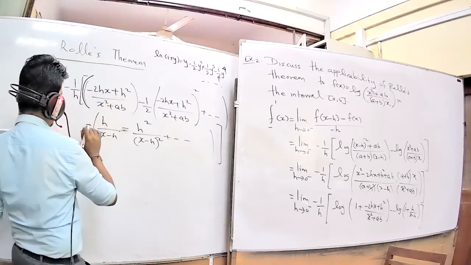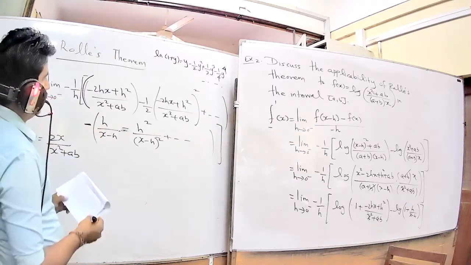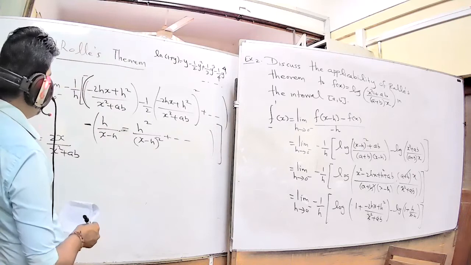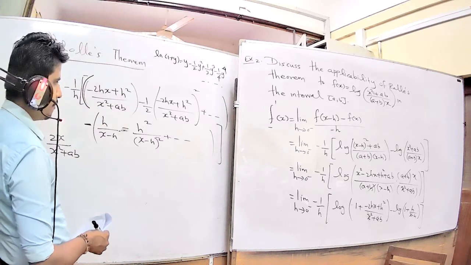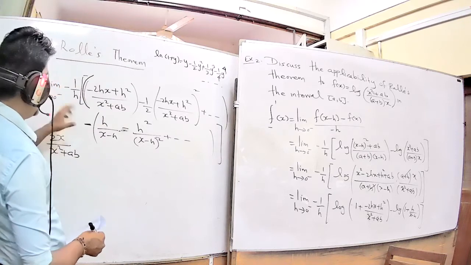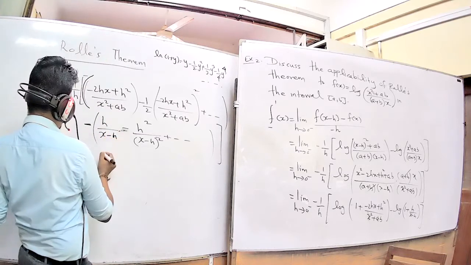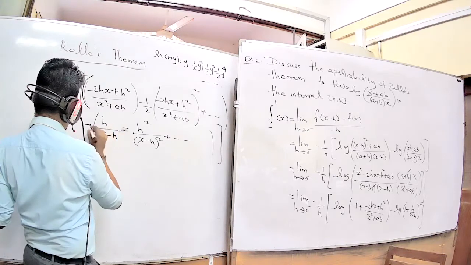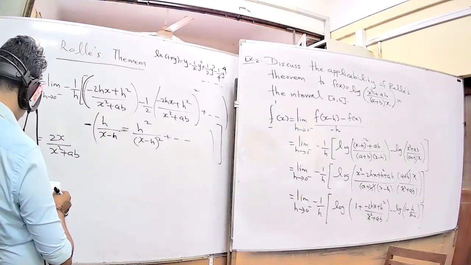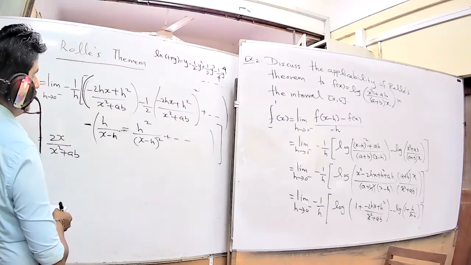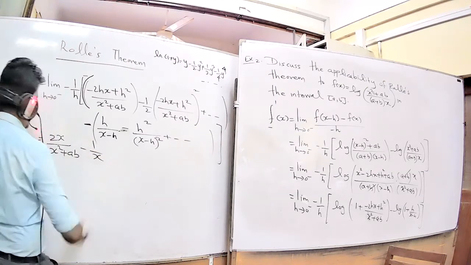Again, minus minus becomes plus, again minus there. Because this expansion's first term is h over x minus h, h is cancelled, h is 0, so you get 1 over x minus 1 over x. I think you get here 1 over x. Is it okay?